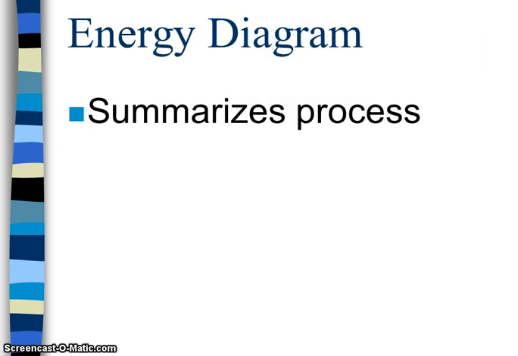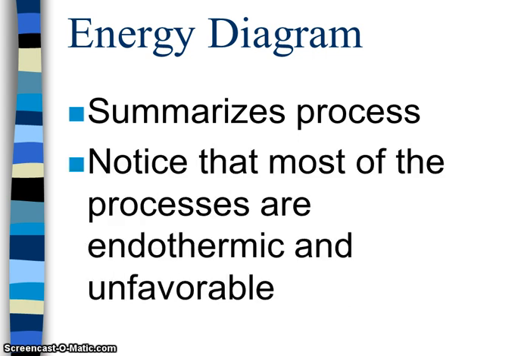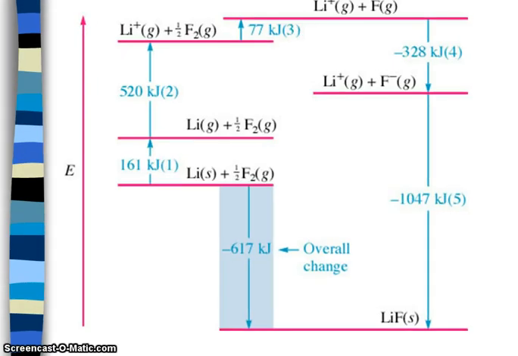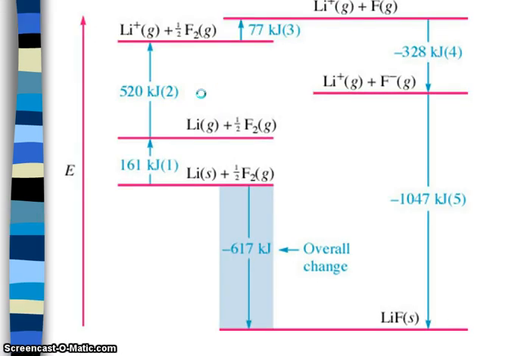Now let's look at an energy diagram for this particular example. And the energy diagram is going to summarize the process. We want to notice that most of the processes are endothermic and not really favored. So we want to talk about why this process will actually occur. So if we start over on our left-hand side, towards the middle, we start out with lithium solid and gaseous fluorine. And our first step is going to be to form lithium in a solid state into gaseous state, and then gaseous state into ions.